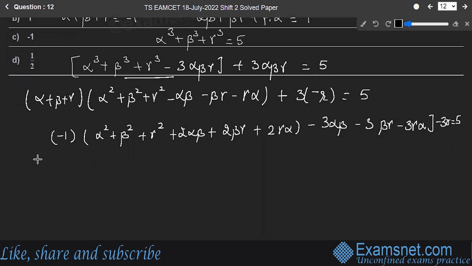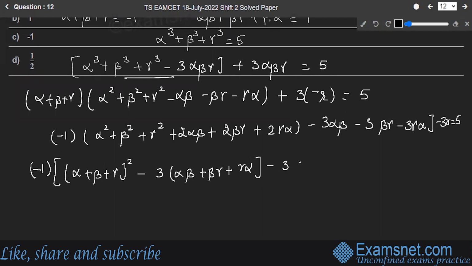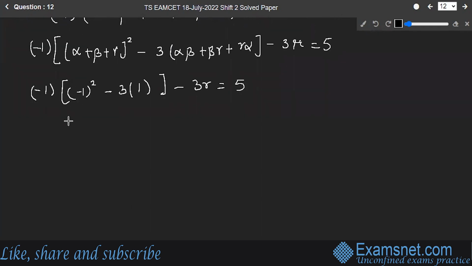So this can be written as now minus 1. It will be outside: alpha plus beta plus gamma whole square minus 3 times alpha beta, beta gamma, gamma alpha, minus 3r is equal to 5. Minus 1 into minus 1 square minus 3 into 1 minus 3r is equal to 5, which will give you minus 1 multiplied by 1, minus 3r is equal to 5. Minus 2, so 2 minus 3r is equal to 5, or r will be equal to minus 1.